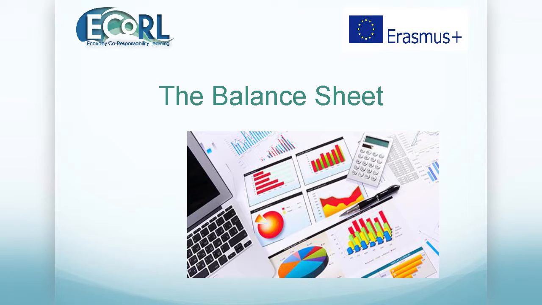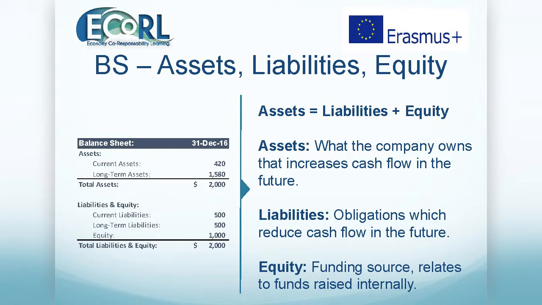Let's move on to the second financial statement, which is the balance sheet. The balance sheet offers an overview of assets, liabilities, and equity. As you can see in the slide, assets first of all represent what the company owns, its resources, and these resources will increase cash flow in the future. Assets are divided into current assets and long-term assets. We'll explain what these are later on.